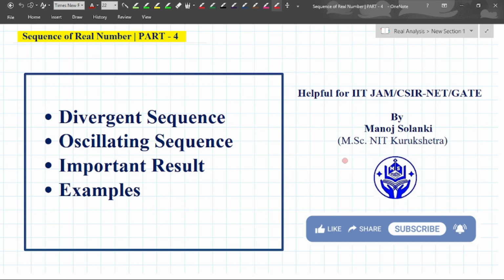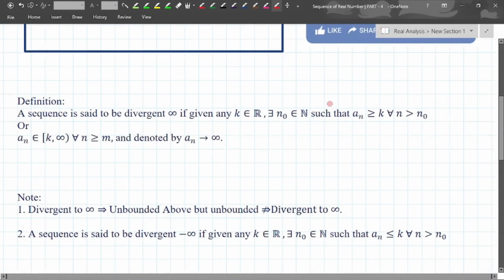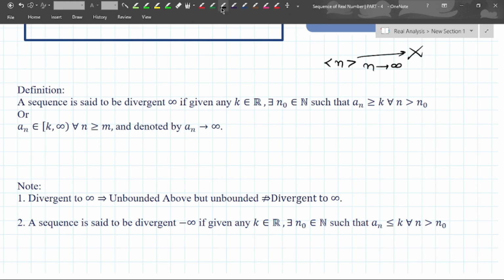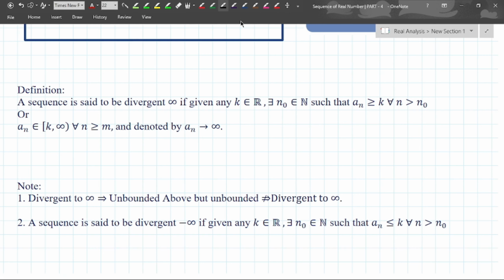So first of all, I will discuss divergent sequence. What do you mean by divergent sequence? For that, we have also seen the meaning of convergent sequence. If I have any sequence a_n, as n tends to infinity, is it going to a finite number? No, it is not going to a finite number, then it is not convergent. That's the simple criterion here: if a sequence is not convergent, it means this sequence is divergent.